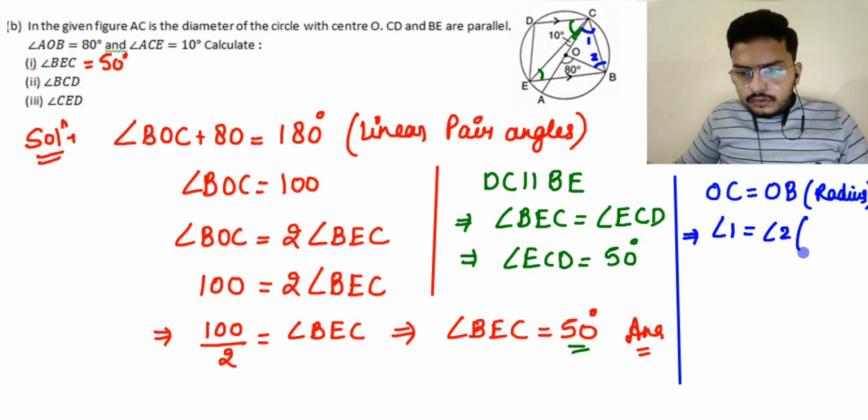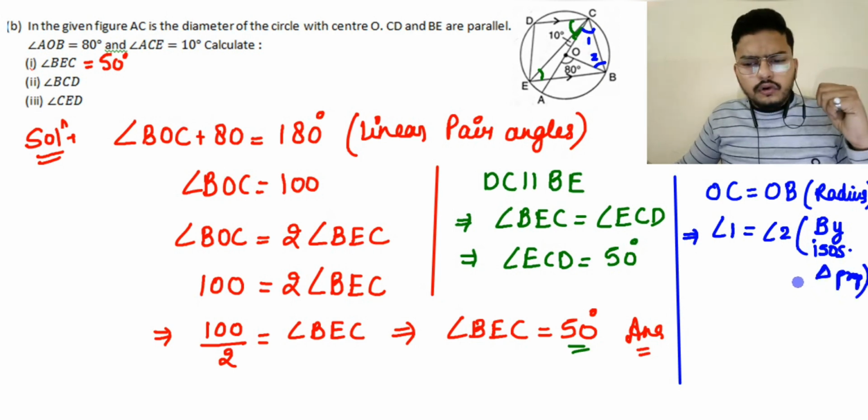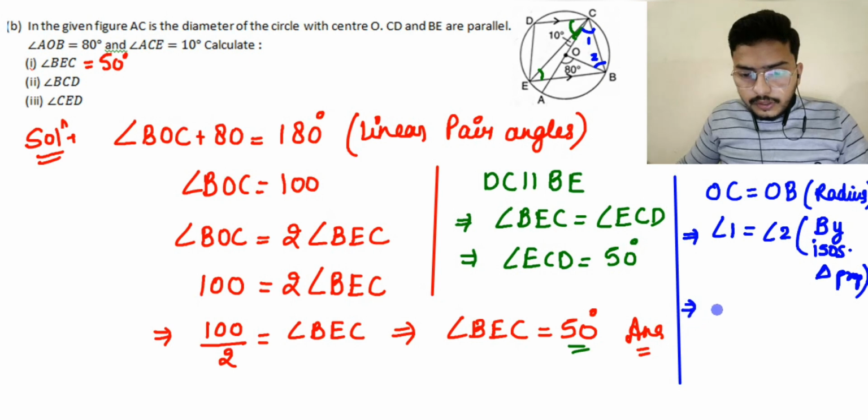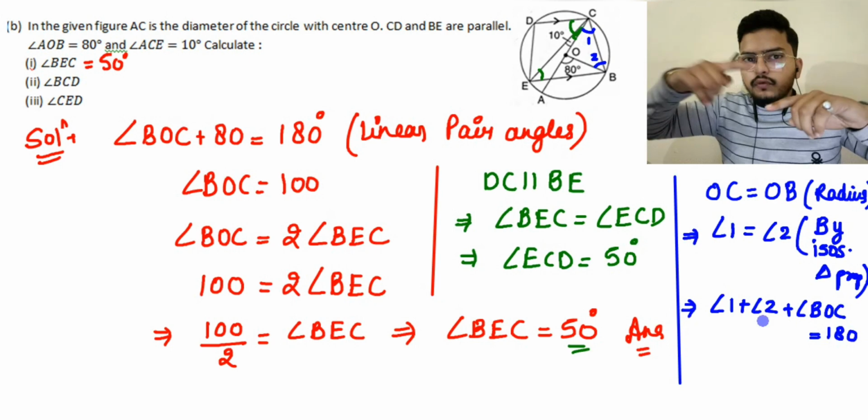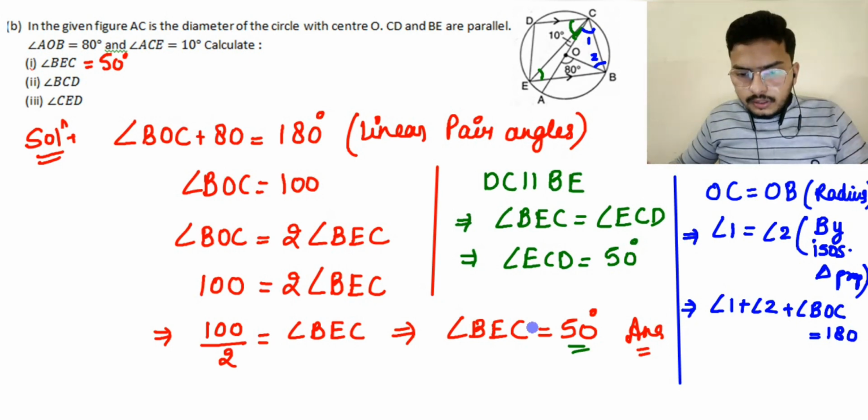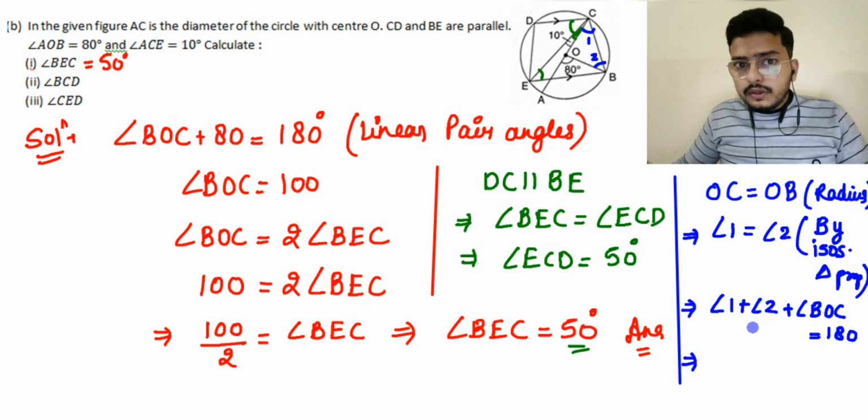So the reason for this is what? By the isosceles triangle property, right? Because this is a property of an isosceles triangle, you already know. So this implies that angle 1 plus angle 2 plus angle BOC is also 180. Why is this 180? Because the sum of all the angles of a triangle is 180. We already know that angle 1 is equal to angle 2, so in place of angle 2 we can write angle 1.